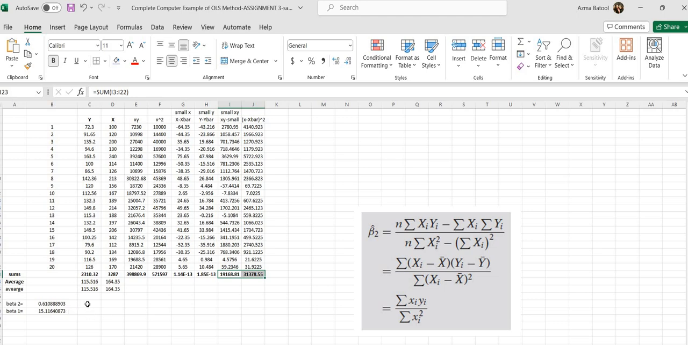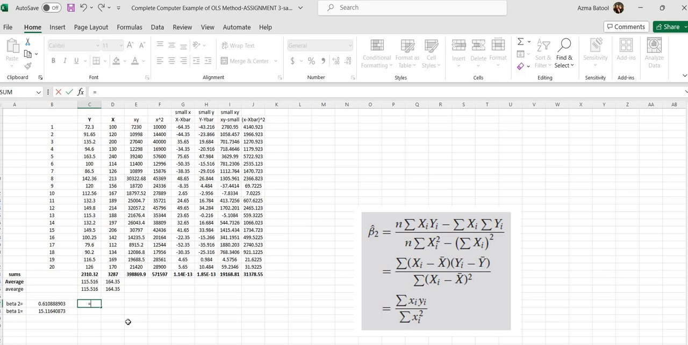What I need is the beta 2 value with the second formula. So what is the second formula? It is the summation of x minus x bar, whatever I'm getting in the I column, the sum of this, divided by the sum of the J column. So I'm expecting the same answer as 0.61. Let's see. Here we go. So we got the same answer for beta 2 as well, right?